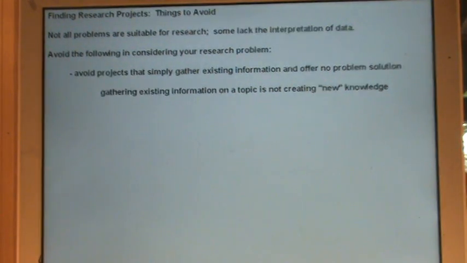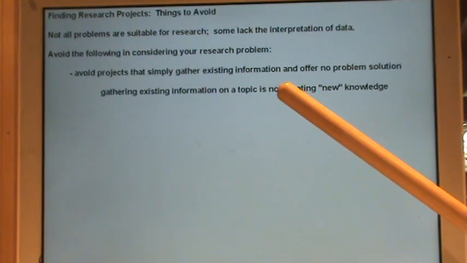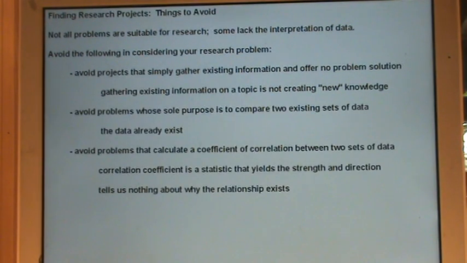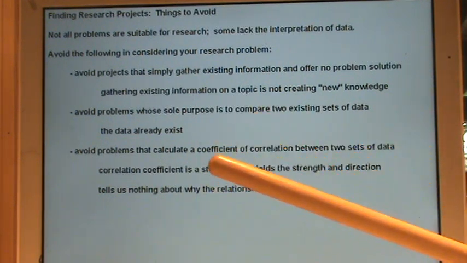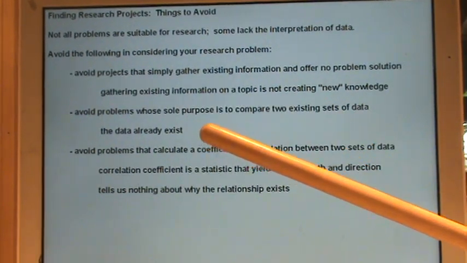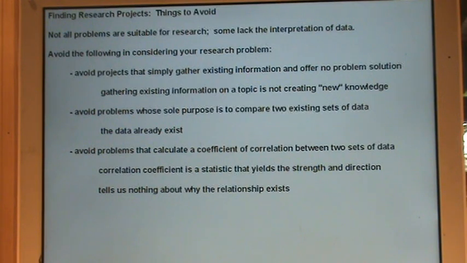Finally, okay, here are some things to avoid. Avoid an area of inquiry which simply gathers existing information. You're gathering information that already exists and putting it together. That's not adding new knowledge. That's not a piece of research. That's just collecting information. So you want to avoid that. I'm going to put these two together. You want to avoid problems whose sole purpose is to compare two existing sets of data, because the data already exists. So comparing it doesn't really enlighten us about anything.